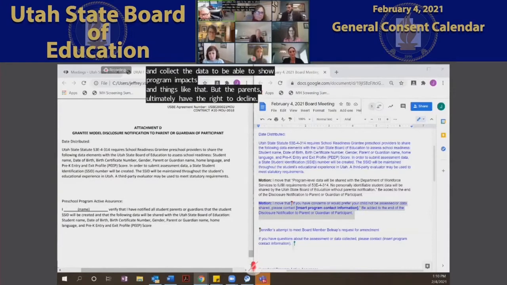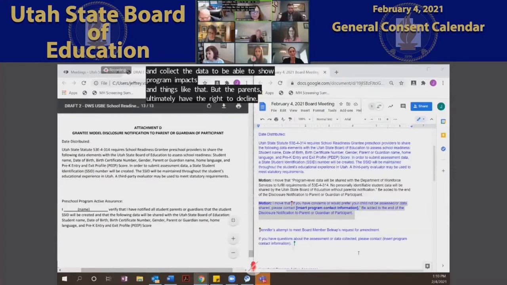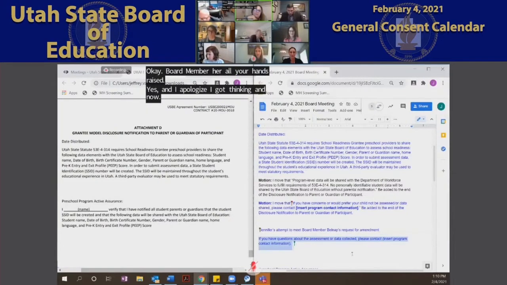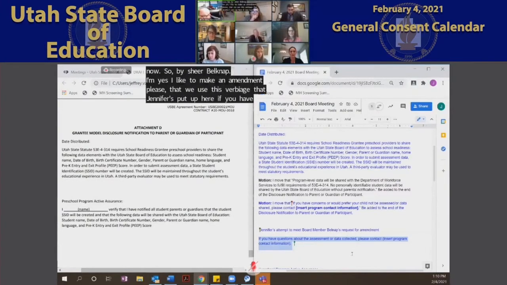Okay, Vice Chair Belknap. Yes, I'd like to make an amendment, please, that we use this verbiage that Jennifer's put up here. If you have questions about the assessment or data collected, please contact blank. I second the amendment, Board Member Cannon. Okay, we have an amendment to the motion and a second on it. You want to speak to your proposed amendment, Vice Chair Belknap? Nope. Okay. Discussion to the proposed amendment to the amendment. Member Klein?